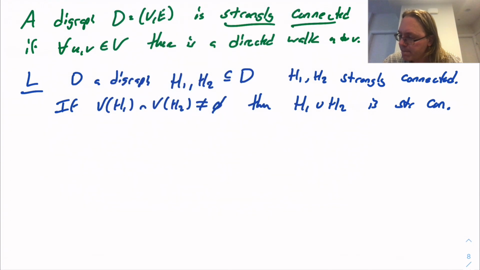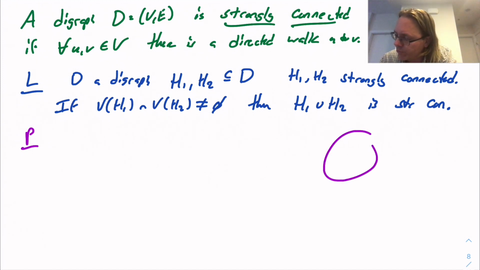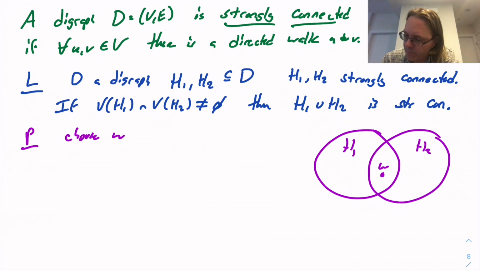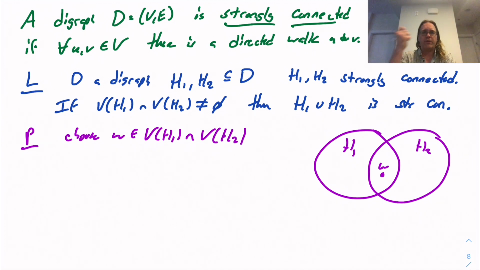Let's prove this. So the proof here is going to be just like the one that we had in the undirected setting. Let me just draw a picture over here. So here's H1 and here's H2, and there must be a vertex, say W, that's common to the two. There it is. There's our vertex W.